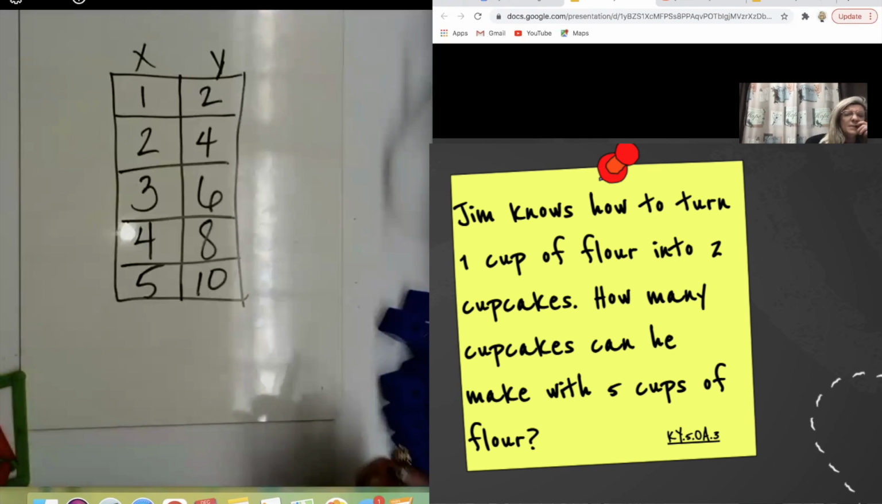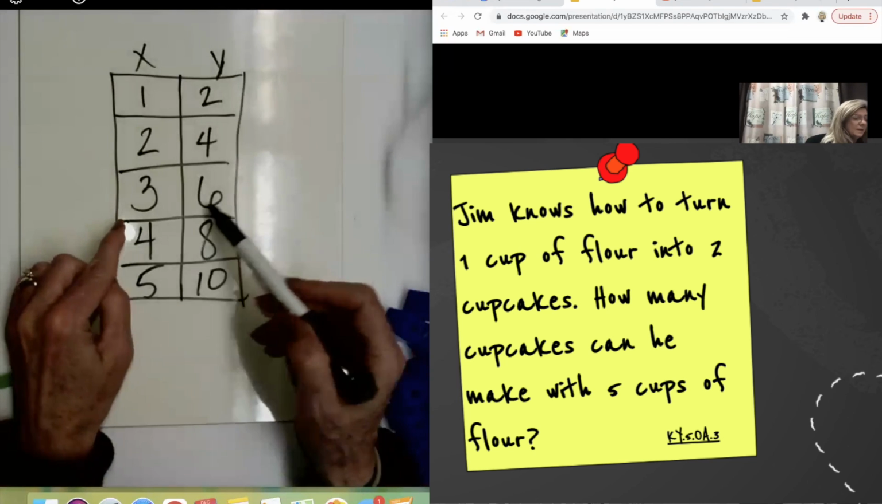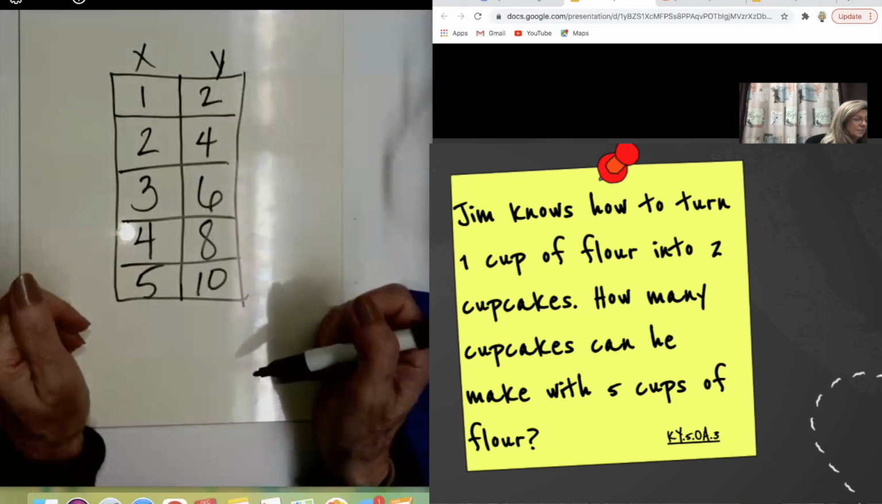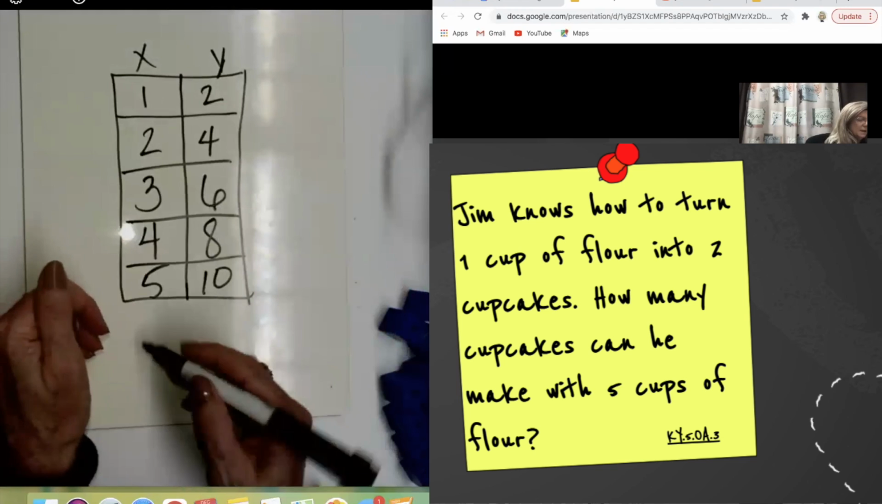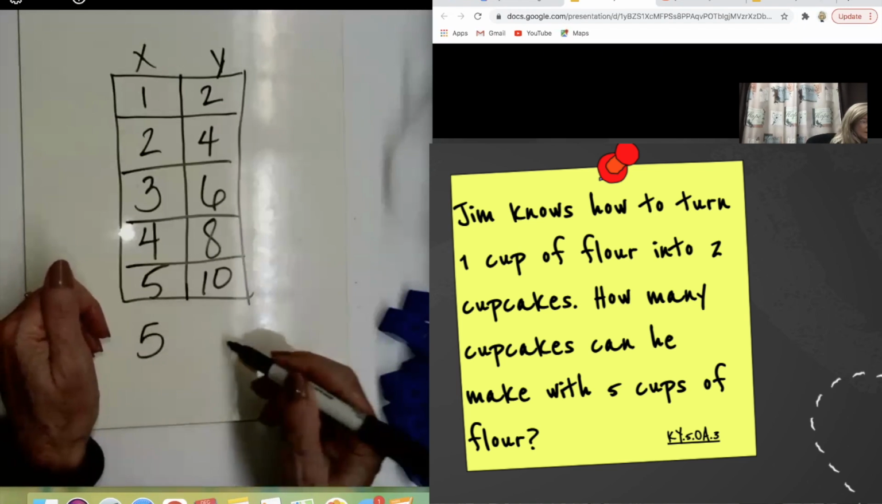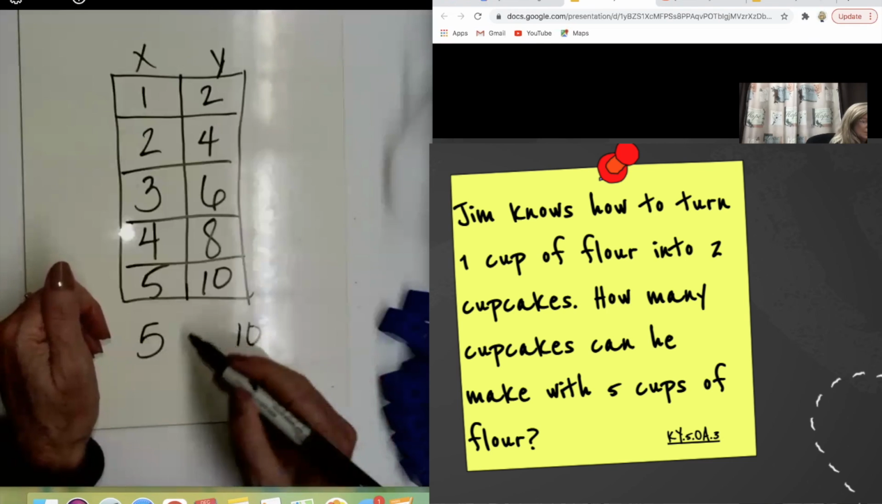Are we adding 2 every time to X? How do we get from 3 to 6, from 4 to 8, from 5 to 10? What do we have to do? It's like that missing factor. 5, 10. What are we doing to get there?